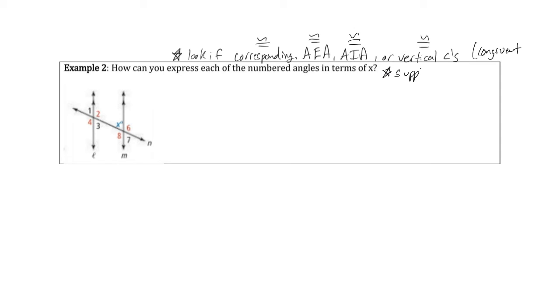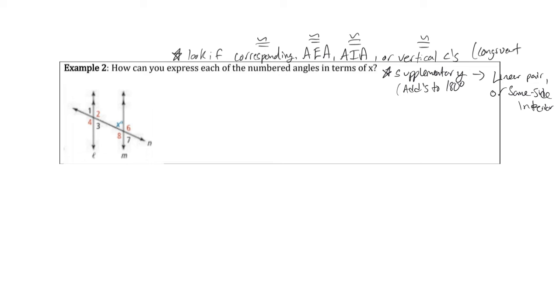Now, they could be supplementary, which means adds to 180, and that's if we have a linear pair or same side interior. So we are going to apply x to 1, 2, 3, 4, 6, 7, and 8 and figure out whether they're congruent or whether they are supplementary and add to 180 degrees.